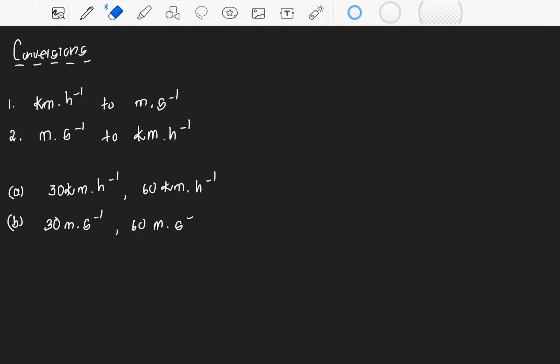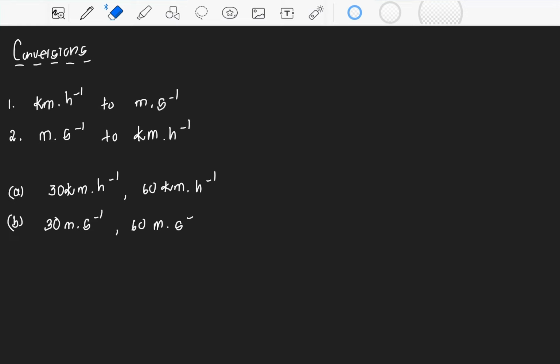So in this video, we are gonna convert kilometers per hour into meters per second, or in other words, we are gonna convert speed into velocity, and we are also gonna convert velocity into speed. So those are the conversions that we are gonna focus on.